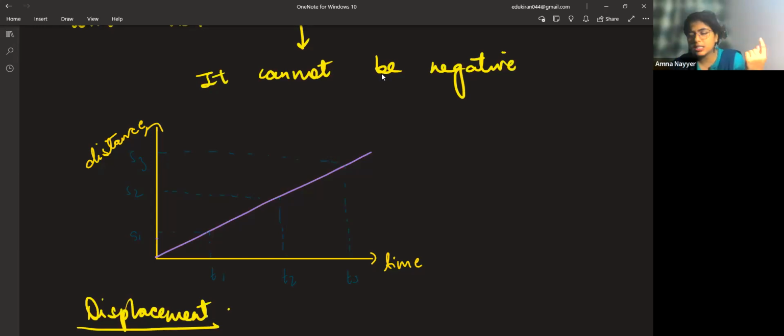Whether the person moves in a circle, in a square, in a straight line, or in any direction, it will always keep on getting added. The number of steps will get added, the exact distance will keep on getting added.